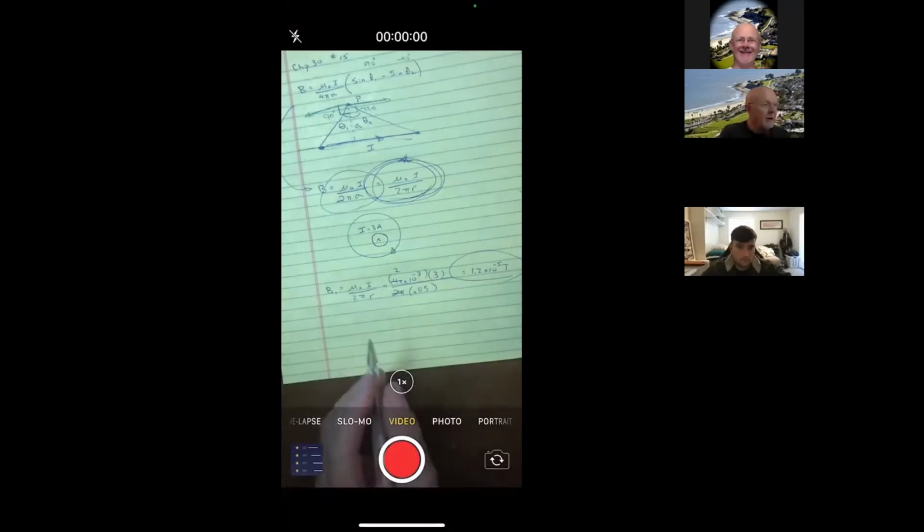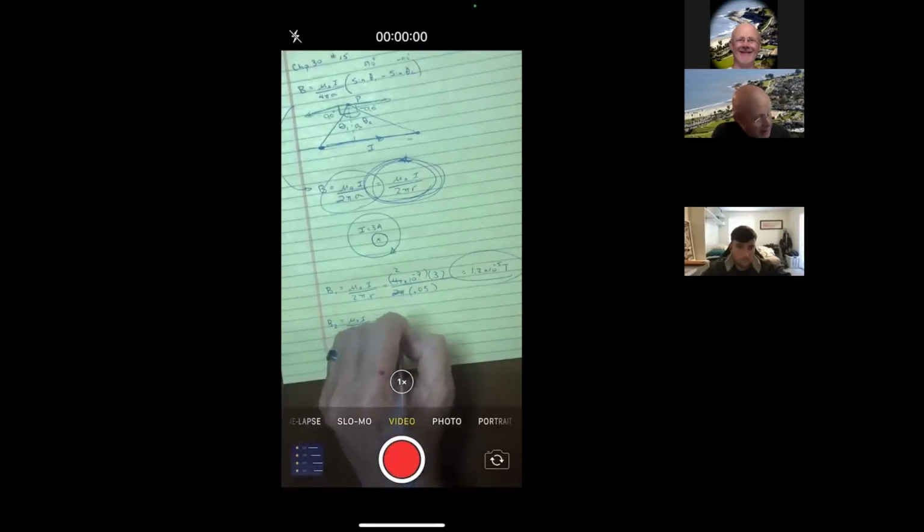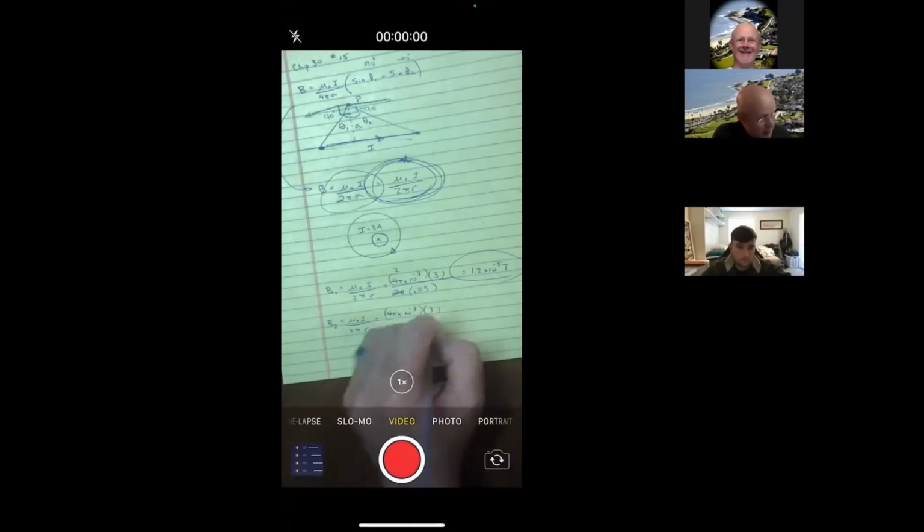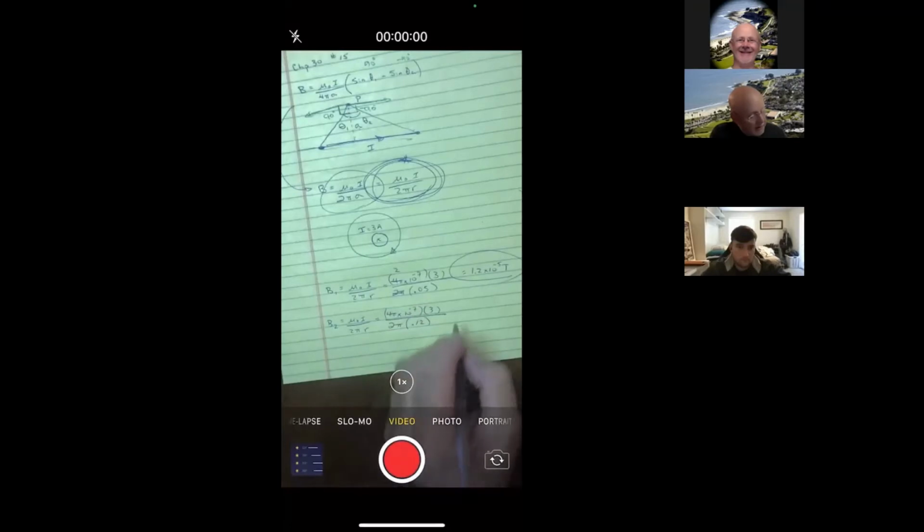Now, doing the same logic for number two, I would put in the mu naught, the I, the 2 pi, and the distance away. So this is the 4 pi times 10 to the negative 7. I believe number two also had 3 amps. Good. Then I can divide by 2 pi. But now we're a distance of 12 centimeters away.